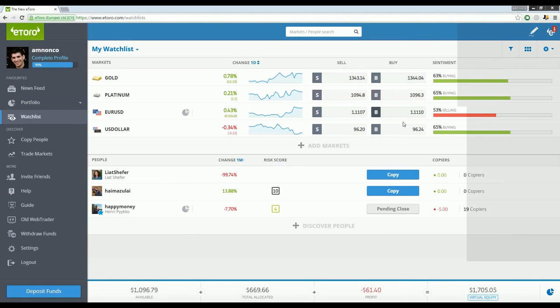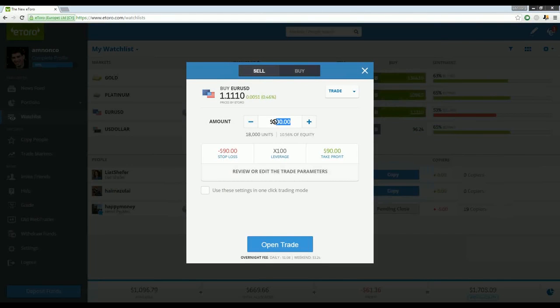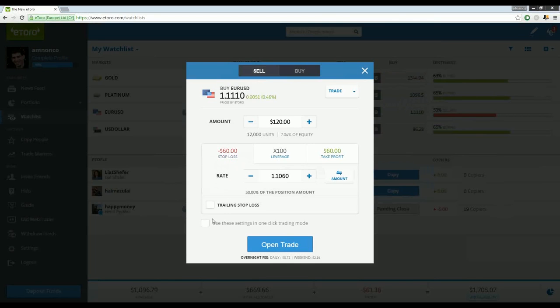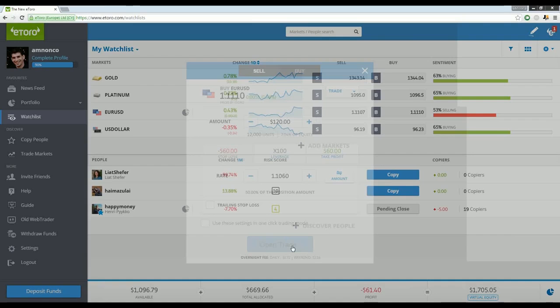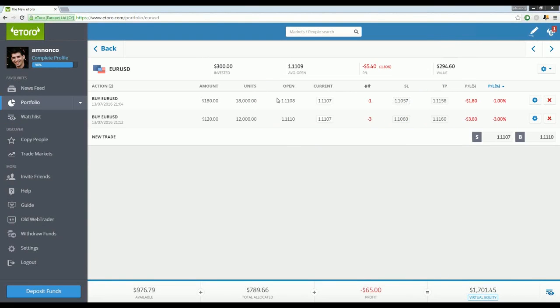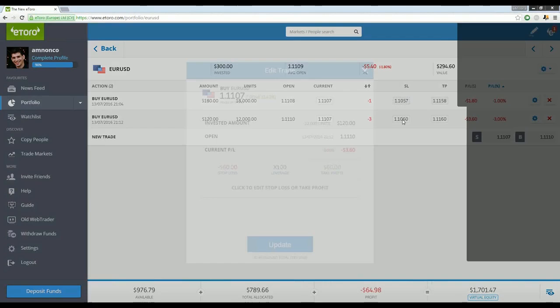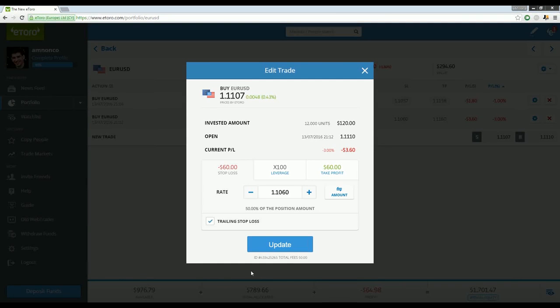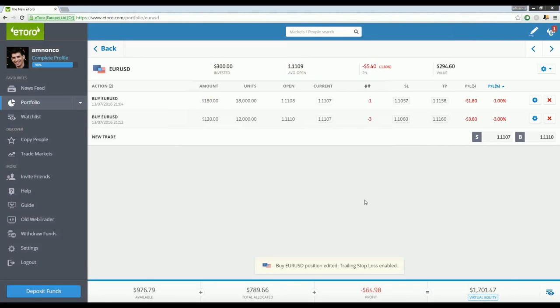Okay, so trade. Let's change the amount so we'll know the difference. So that's 120. You see, with no trailing stop loss, I open a trade. We'll find it here. That's the original trade. Okay, this is the new trade, and I'll edit it. I'll add the trailing stop loss. There you go.